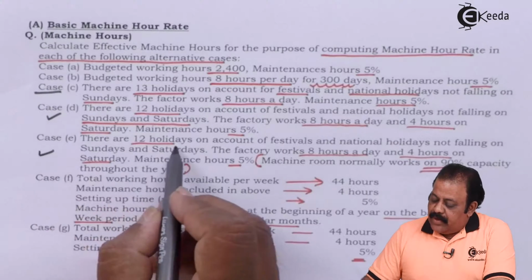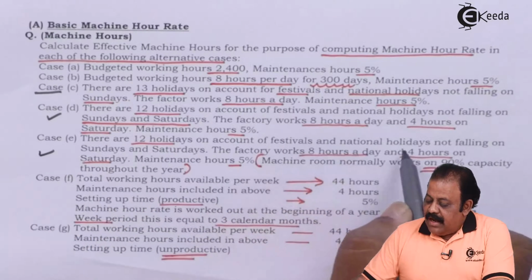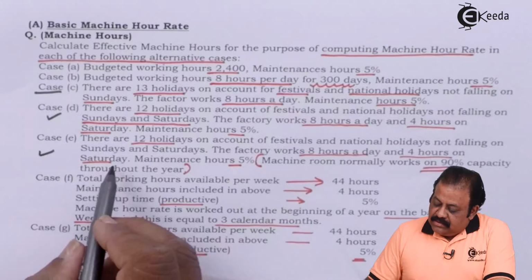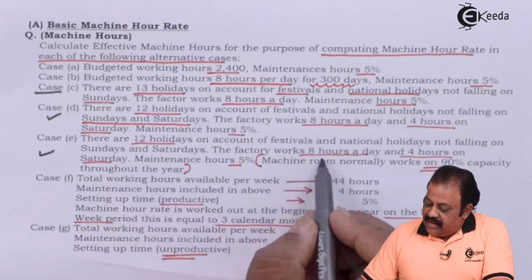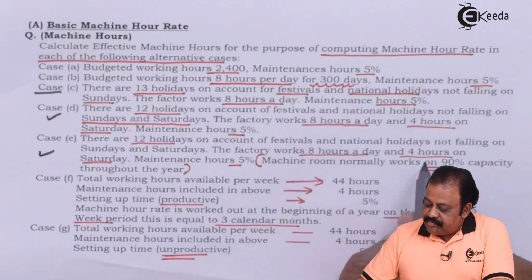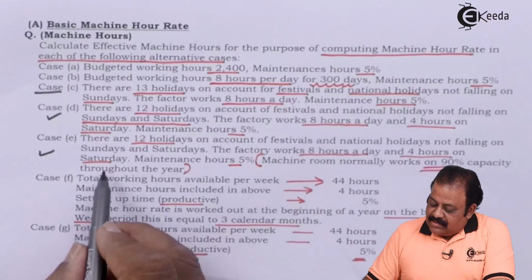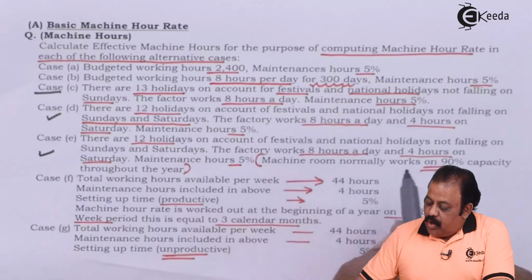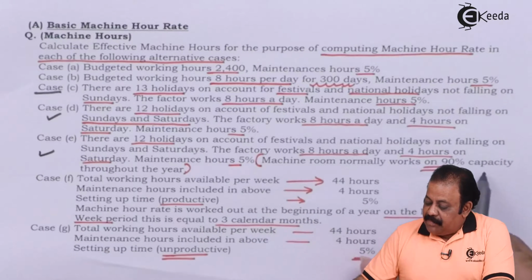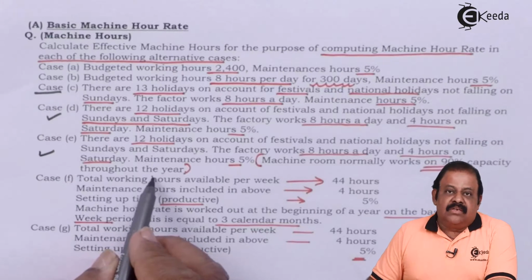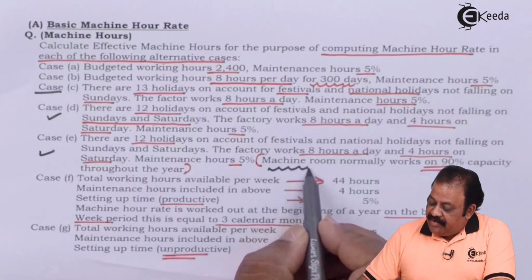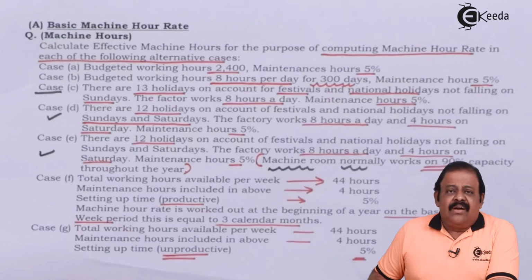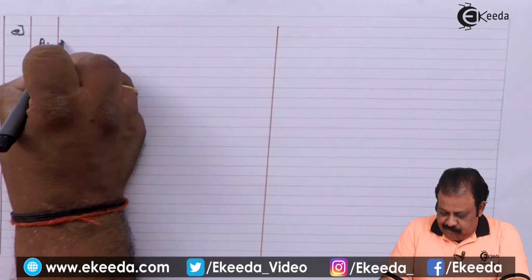Case E: there are 12 holidays on account of festivals and national holidays not falling on Sundays and Saturdays. The factory works 8 hours a day and 4 hours on Saturdays. Maintenance hours 5%. The machine room normally works at 90% capacity throughout the year. So this is new information we have here: the machine room is working at 90% capacity.